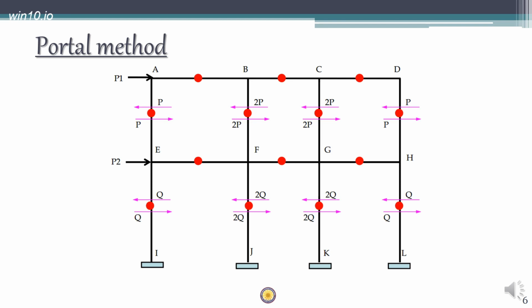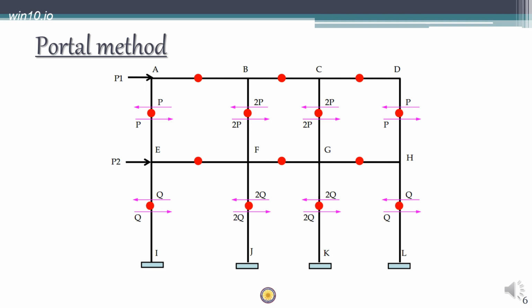For the top story we use the shear force notation P, and for the bottom story we use the notation Q. Please note that the outermost column has a shear of P and all the interior columns have a shear of 2P. This is again an outer column, and inside it has a shear of P. The same thing repeats in the bottom story also. The outermost column has Q and the interior columns have twice that of Q, 2Q, 2Q, and again for the exterior column it is Q.